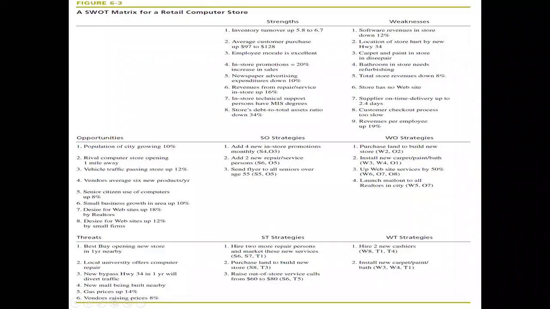Now, this is a filled table I have for your SWOT matrix, or for that matter, TOS matrix. This is a SWOT matrix for a retail computer store. We can see 8 strengths, 9 weaknesses, 8 opportunities, and 6 threats. And also remember that strategic options are not necessarily restricted to only the corporate level. They can be developed at the business level.